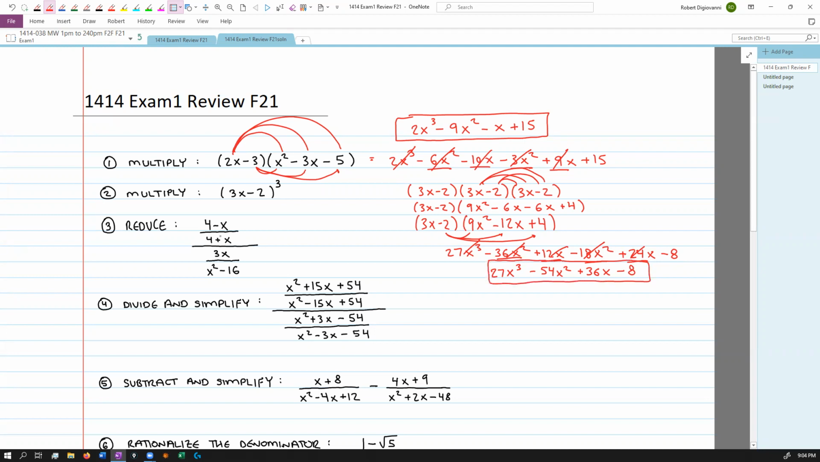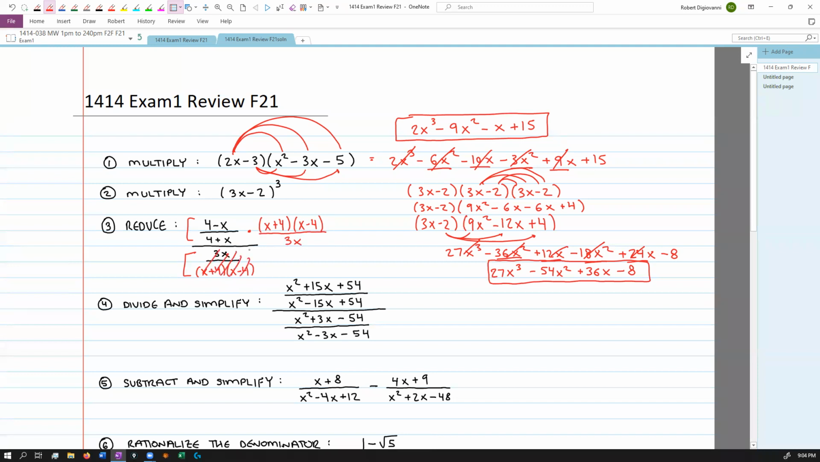So for number 3, we're going to reduce this. So first thing I'm going to notice is that the x squared minus 16 is a difference of squares. So it's x plus 4, x minus 4. And then if I have a fraction divided by another fraction, I can turn it into multiplication of the reciprocal. So I can bring the bottom fraction up, flip it, and basically multiply by its reciprocal. So I have a 3x on the bottom here. So that's no longer here.